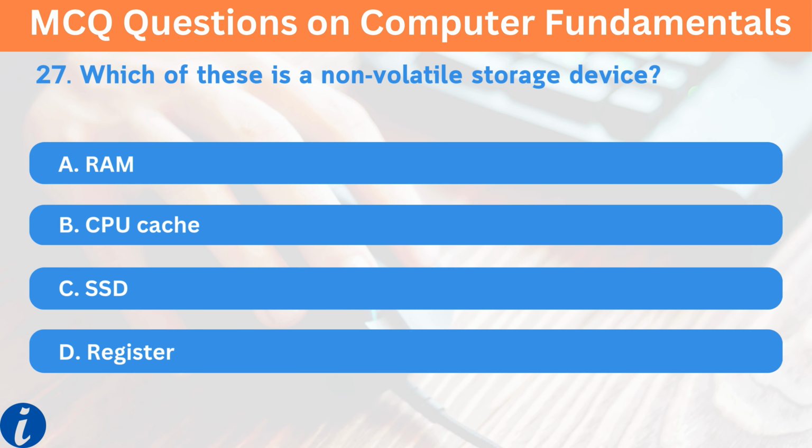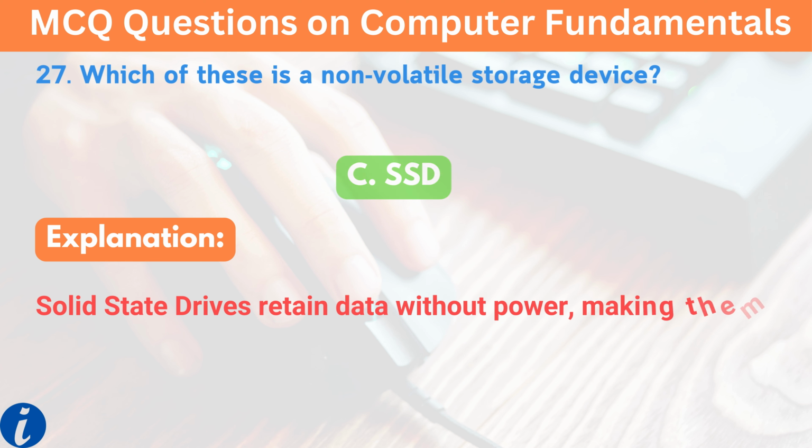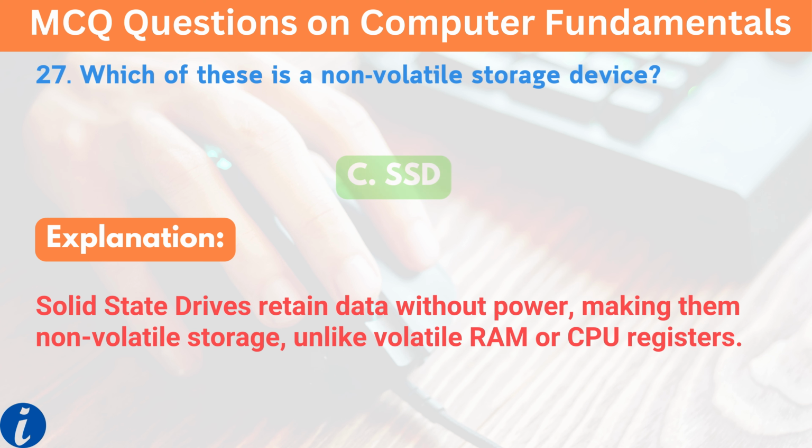27. Which of these is a non-volatile storage device? A. RAM. B. CPU cache. C. SSD. D. Register. The correct answer is C. SSD. Explanation: solid-state drives retain data without power, making them non-volatile storage, unlike volatile RAM or CPU registers.